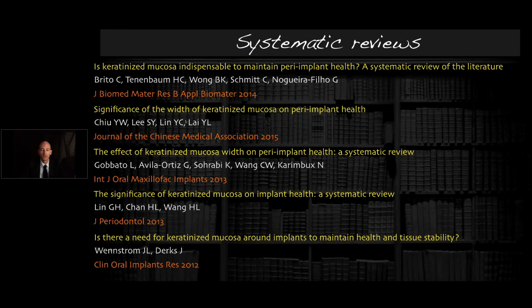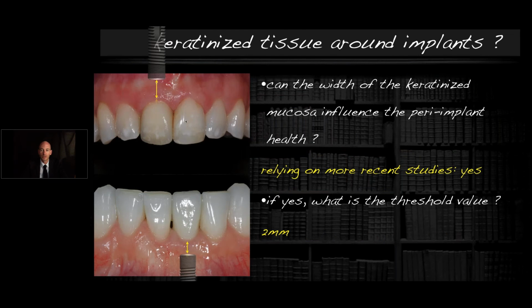Again, looking at the two questions, can the width of keratinized mucosa influence peri-implant health? If we rely on the more recent clinical studies that were performed, yes. And is there a threshold value? Obviously, it's somewhere around 2 millimeters of keratinized mucosa.